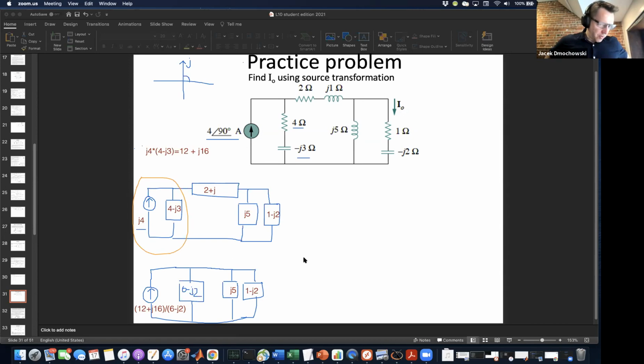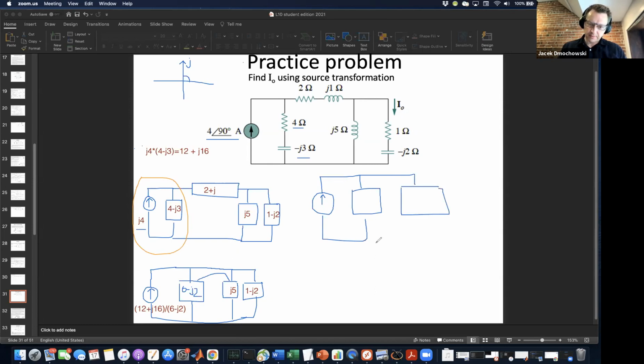And so now I'm working my way closer to an easy circuit. So now I'm going to go back to the current source. And I'm going to make one more simplification here. I'm going to combine this with this. Okay. And so this is still going to be 1 minus J2. And now this is going to be the combination of 6 minus J2 in parallel with J5. Just going to leave it like that. And again, this becomes 12 plus J16 over, I'm just copying this from the previous step. Okay, so that's the value of the current source here.